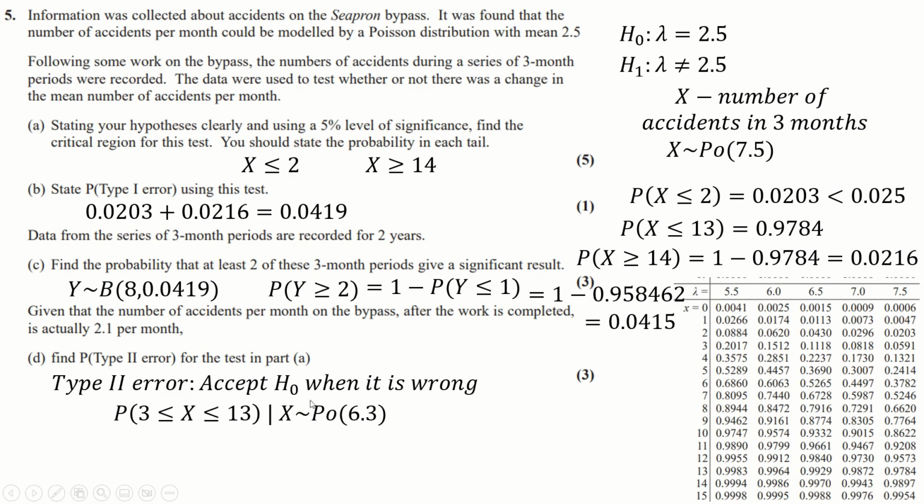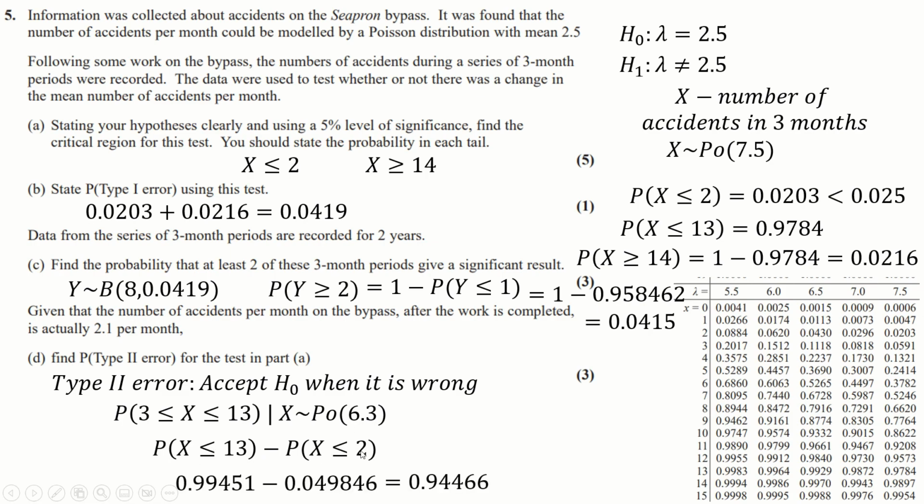So what's the probability of this given this? Well, we just have to find this given this distribution. So this, of course, is probability less than or equal to 13 minus probability less than or equal to 2, just taking away the first couple of values. So okay, we just type this in the calculator, we get this and this, and then we take them away, and we get that there.